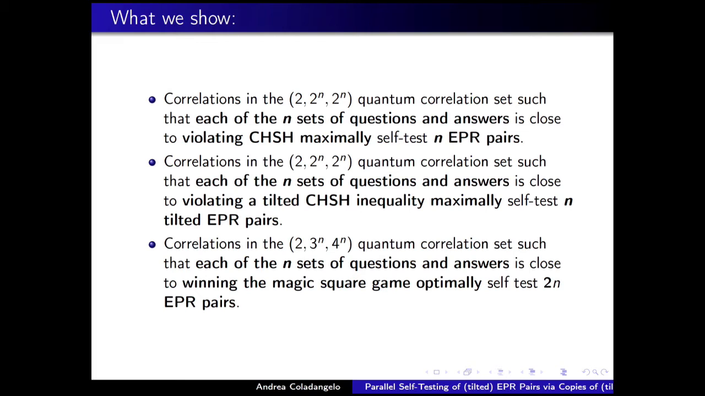And we also have a result on the magic square game, and there are correlations that are winning in each copy of the game, self-test 2n EPR pairs. 2n because each magic square game requires 2 EPR pairs to be played optimally. So I'll focus on CHSH and tilted CHSH, and then Matt will tell you more about the magic square game.